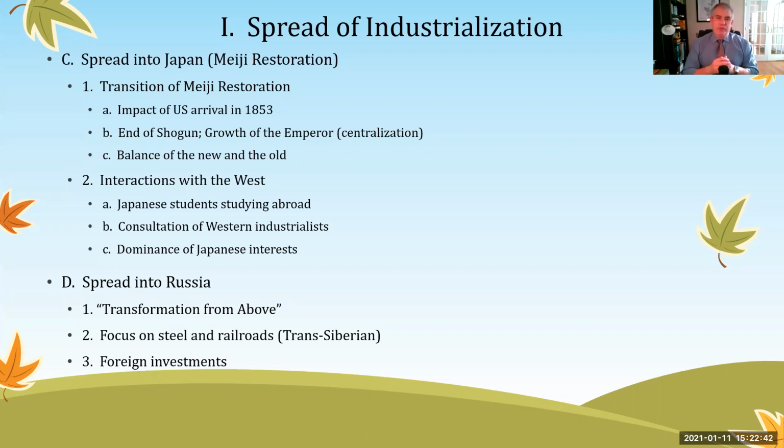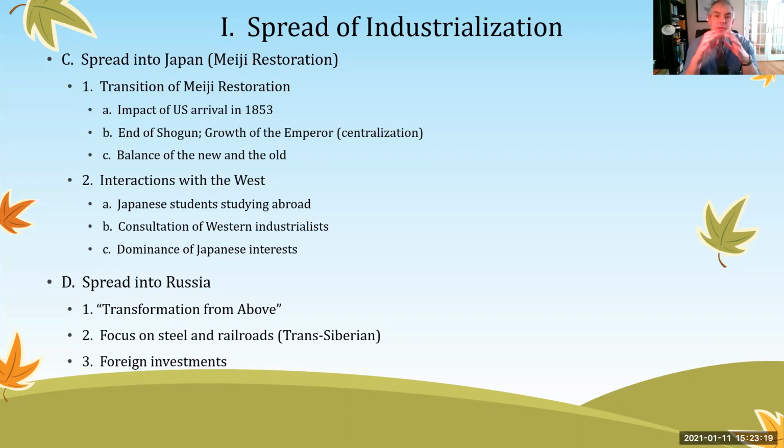When the United States shows up, there's a clear and obvious understanding that the United States has progressed technologically, where Japan has not. The Japan of 1853 looks a lot like the Japan of the 1650s, when they had started to close their doors off to a lot of the West. And it didn't take long for leaders in Japan to understand that in order for Japan to survive, they were going to have to change. And that brings me to letter B, the end of the shogun and the rise of the emperor.